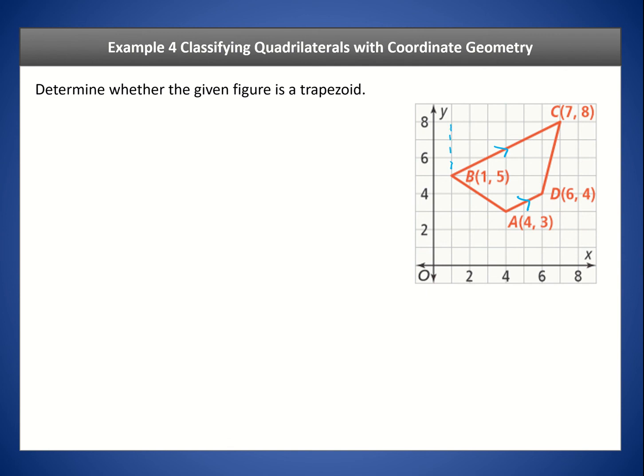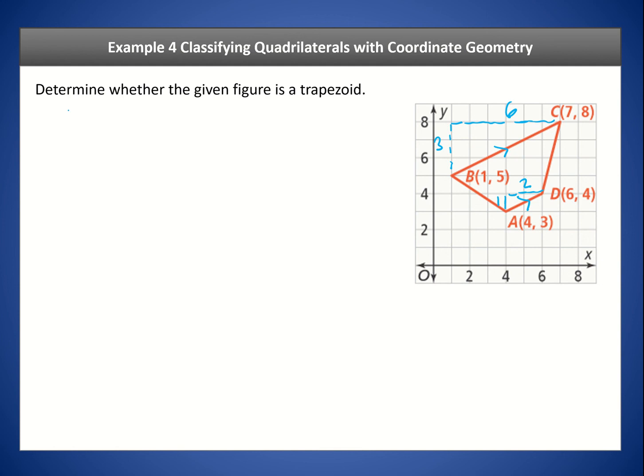So it's going up 1, 2, 3. The run is 1, 2, 3, 4, 5, 6. So it's running 6. Let's do this bottom base while we're at it. It's going to go up 1, and then this one's going to go over 1, 2. So let's go ahead and calculate the slopes.